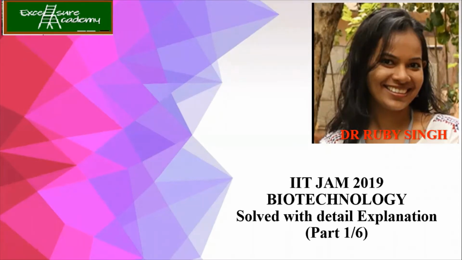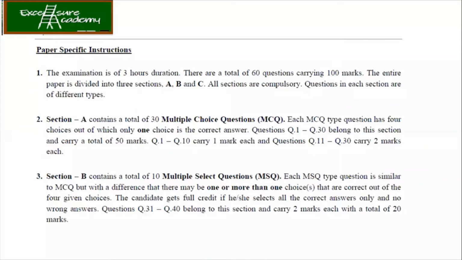Today I'm going to do the IIT JAM 2019 paper, and later we'll do the other PYQs. So let's start. Before we do, we should know how many questions there are and how many marks it is going to cover. It is an exam of 3 hours, divided into 3 sections: A, B and C, and all sections are compulsory.